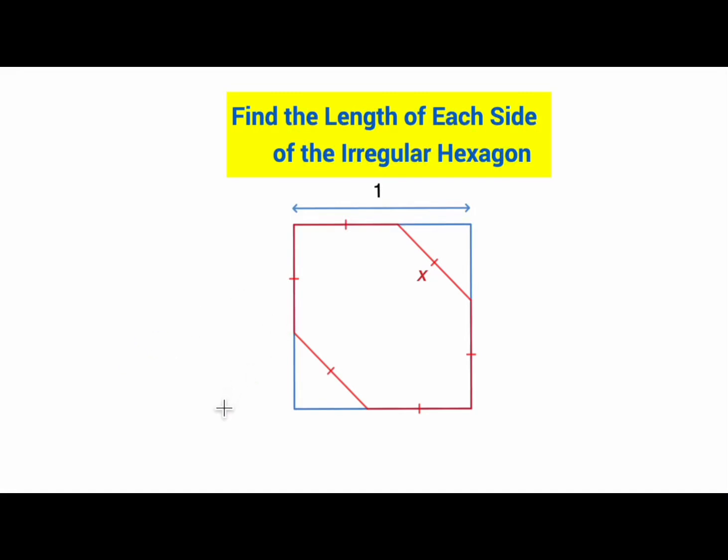All right, welcome back. In this problem, we are going to find the length of each side of the irregular hexagon. The hexagon, all the sides are congruent, but the angles are not congruent. The hexagon is inside of the square, and each side of the square is 1.